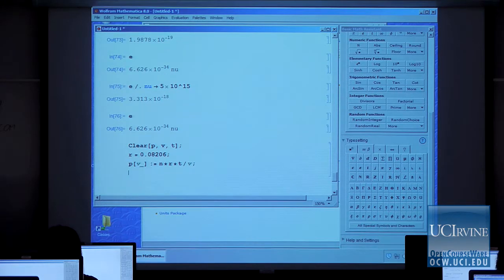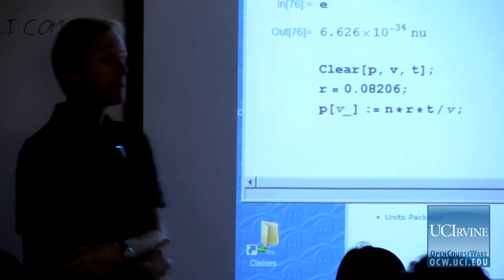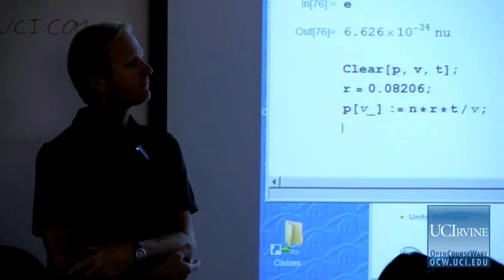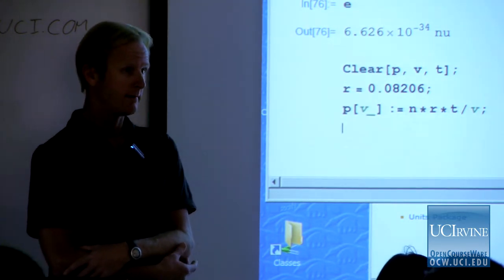Okay? All right. Now, what I want to do is plot this as a function of volume at 3 different temperatures. So let's see if you guys can help me figure out what the plot command should look like. And I'm going to use replacement rules to put in the temperatures.